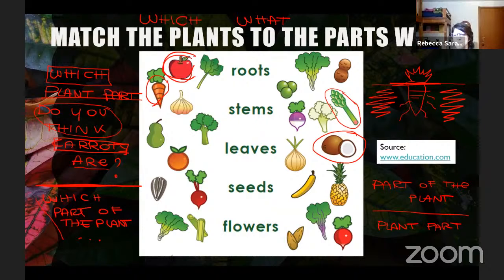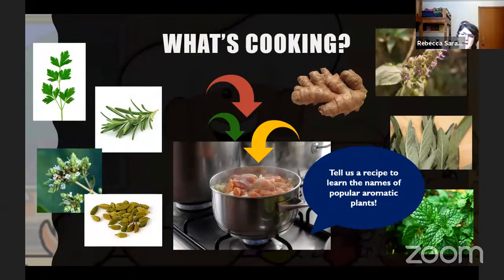All right. So now I would like you to tell us some recipe that you know. If you don't know any recipe, you can either look it up on the internet, or you can ask someone in the house. You can ask your mom, your dad, your sister, your brother. You can even invite them in the virtual class, and you can translate for us in English.